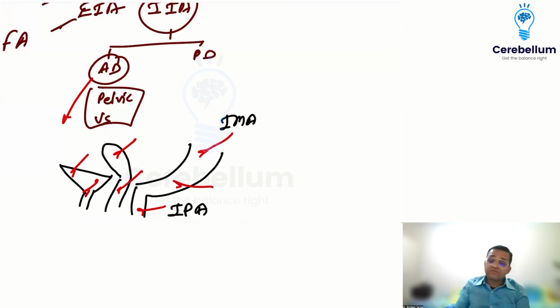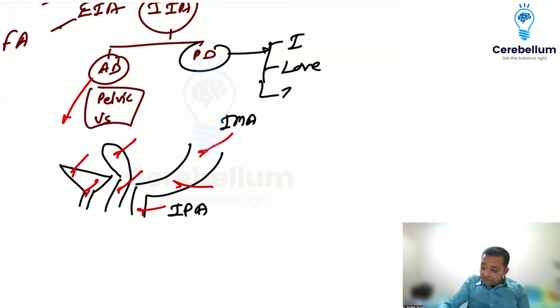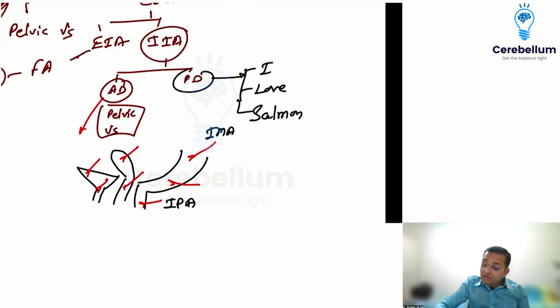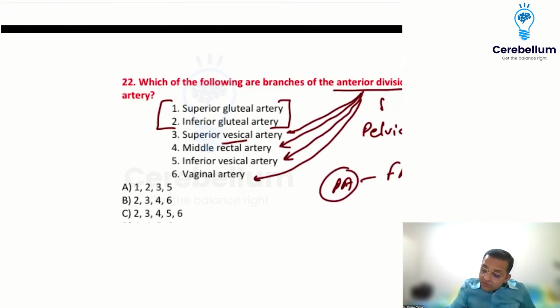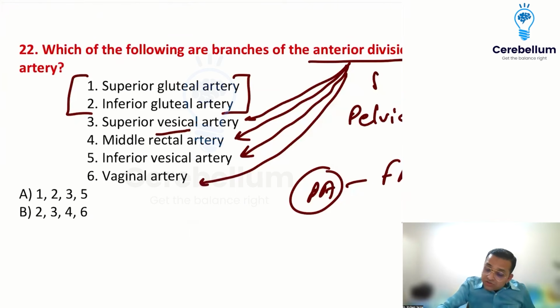Do you remember the posterior division? There was a formula: I love what? Sunny, Salmon, Sonakshi, whatever you want to do, you can do. I love Salmon. I for iliolumbar, L for lateral sacral, and S for superior gluteal artery. Are you getting it? Okay. What is the point? You can see the superior gluteal artery, sir, is also a branch from the posterior division.